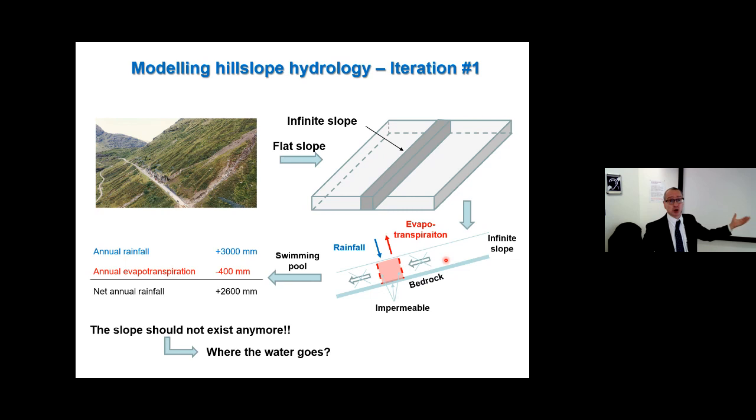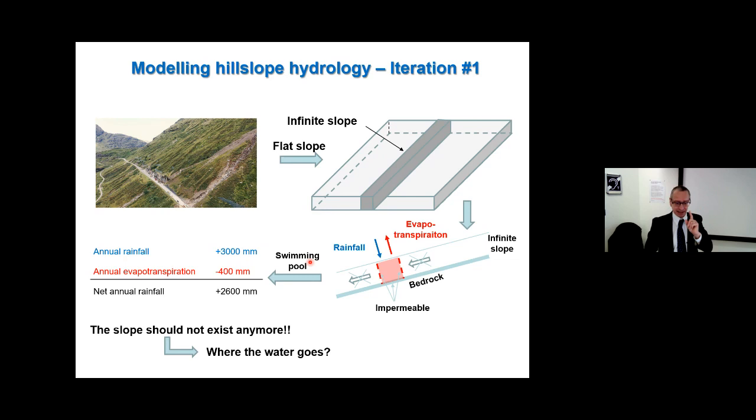So which means that what happens in the slope is associated with water in because of rainfall and water out because of evapotranspiration. Now, if you go there, you have 3,000 millimeters of rainfall in a year, and the transpiration is something like 400. So you are immediately saturating the slope after a few months. So if this was the mechanism, this slope should have disappeared years ago, or decades, or hundreds of years ago. But the slope is still there.